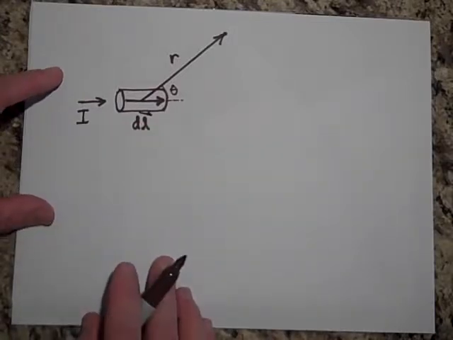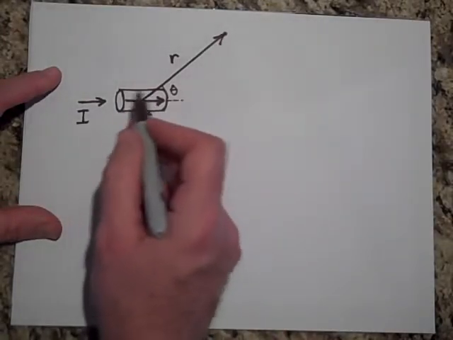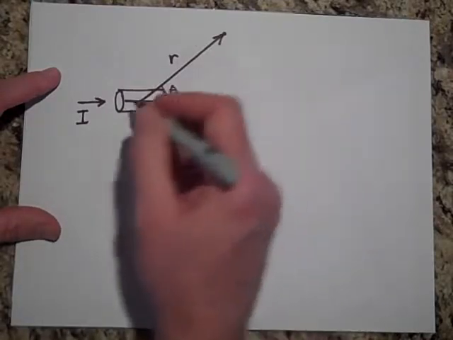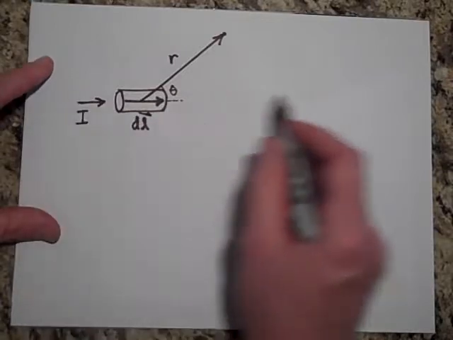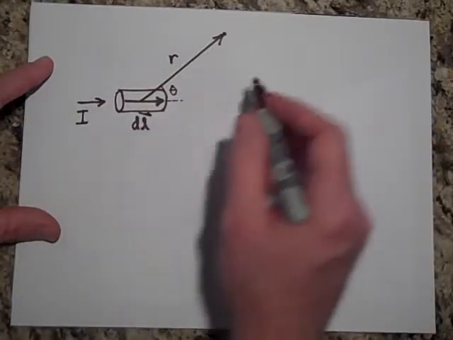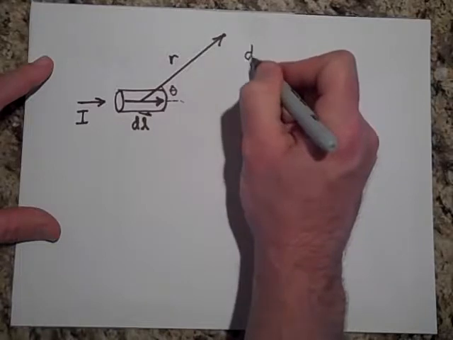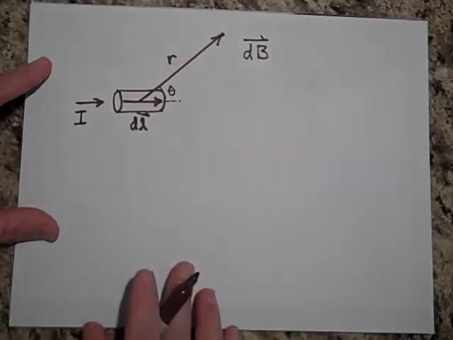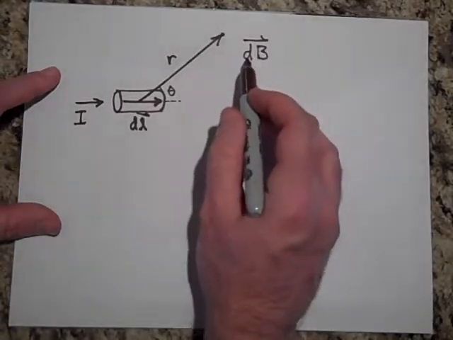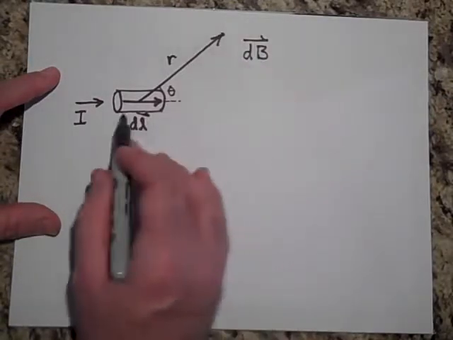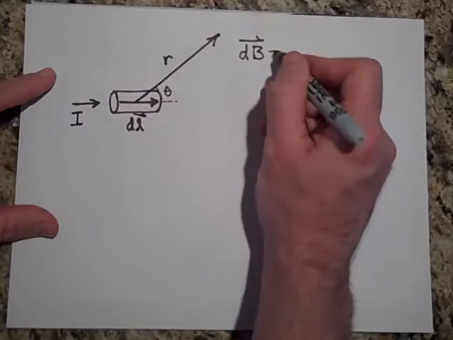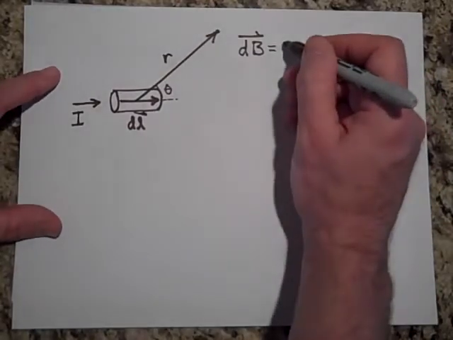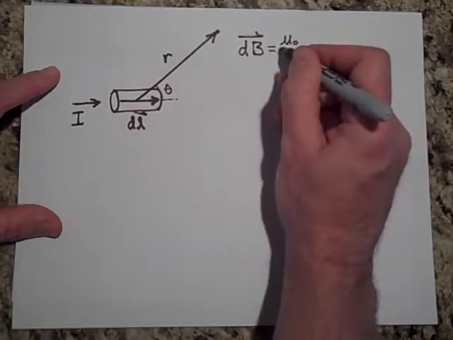Okay. Now to get the field just due to this little dl, which is really tiny, and to remind ourselves that this is a field not for the whole wire, but just for dl, I'm going to put dB for the field there. It's not a big field, it's a little field. So the dB, the very tiny field due to this little dl, is going to equal, and it's going to look very similar to the equation from the last video, mu naught over 4 pi.